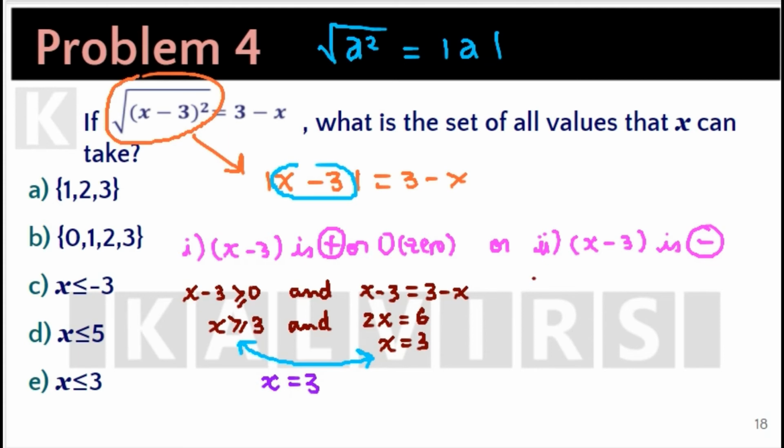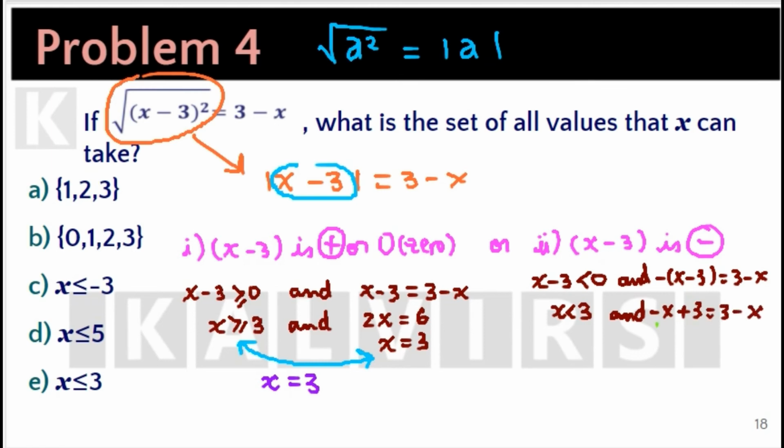Now for the second case, we have that x minus 3 is negative, and negative x minus 3 is 3 minus x. So we have that x is less than 3, and negative x plus 3 is equal to 3 minus x. Now, this is a tautology. It means that x can take all values. Finally, for the second case, we have that x must be any number less than 3.